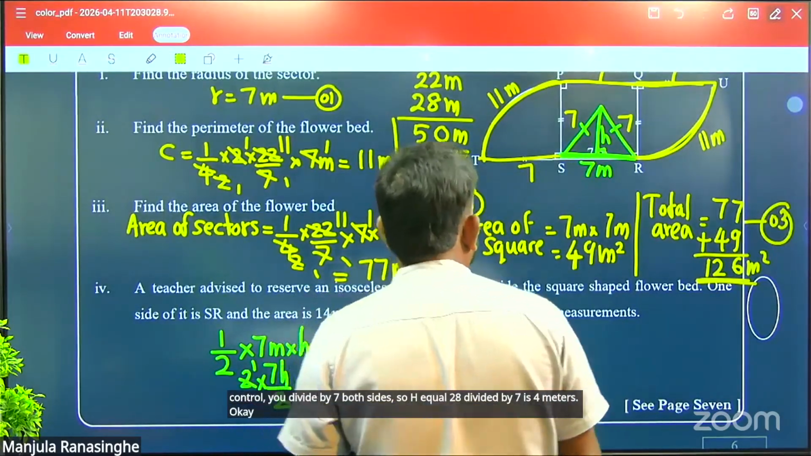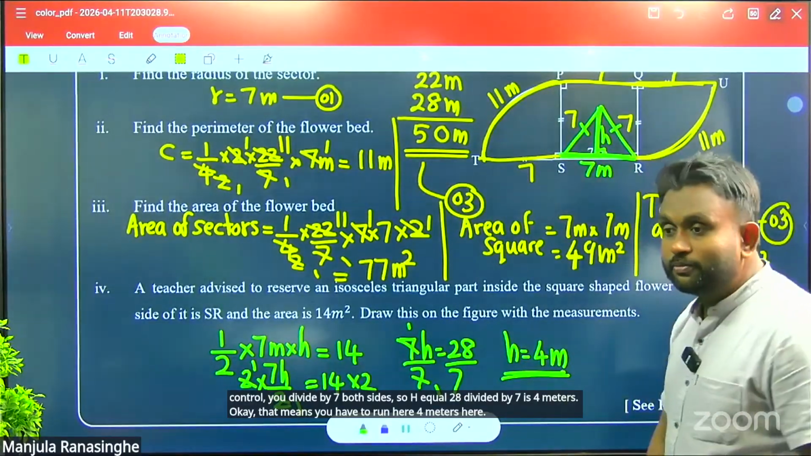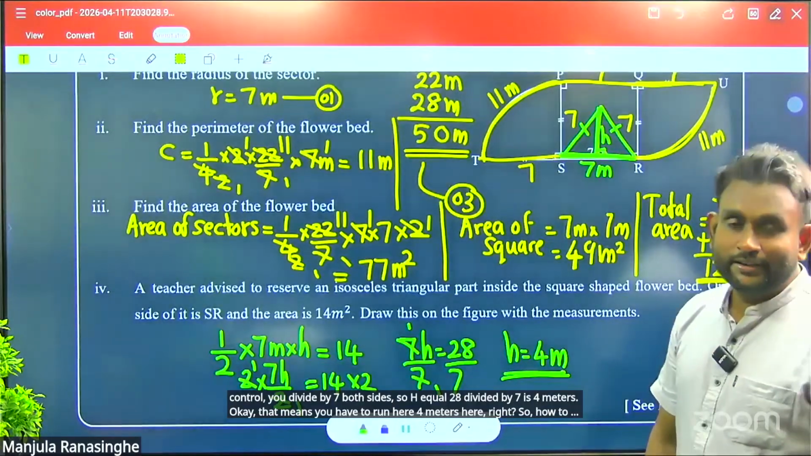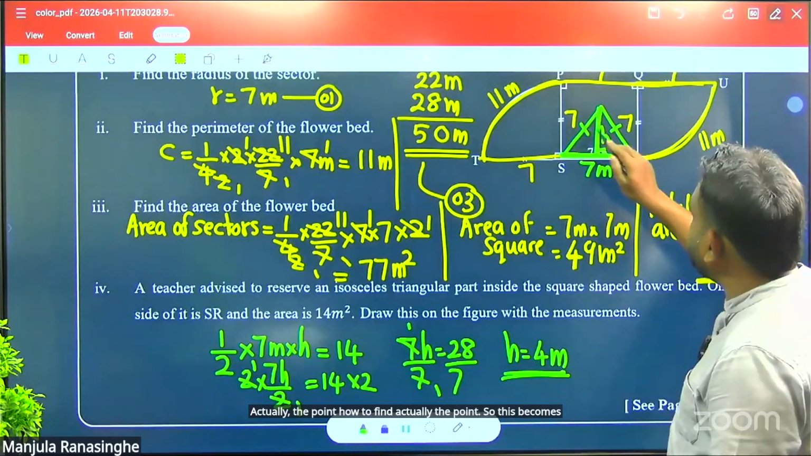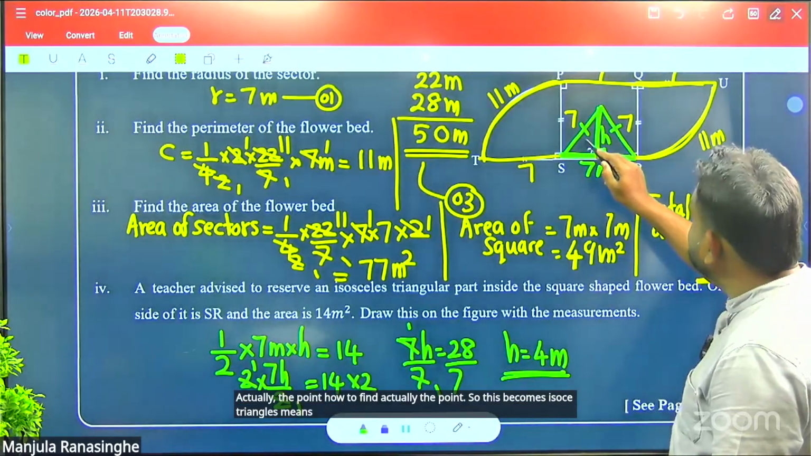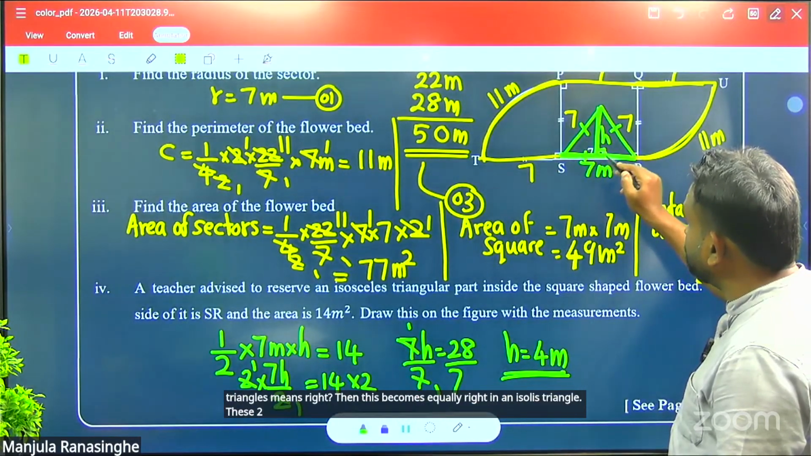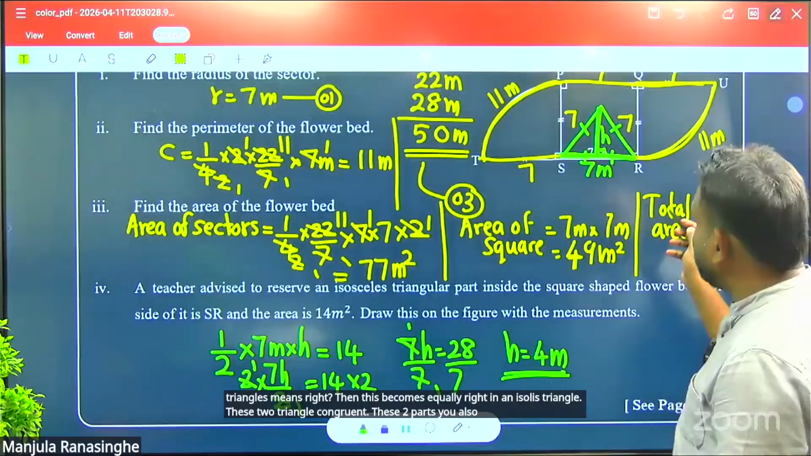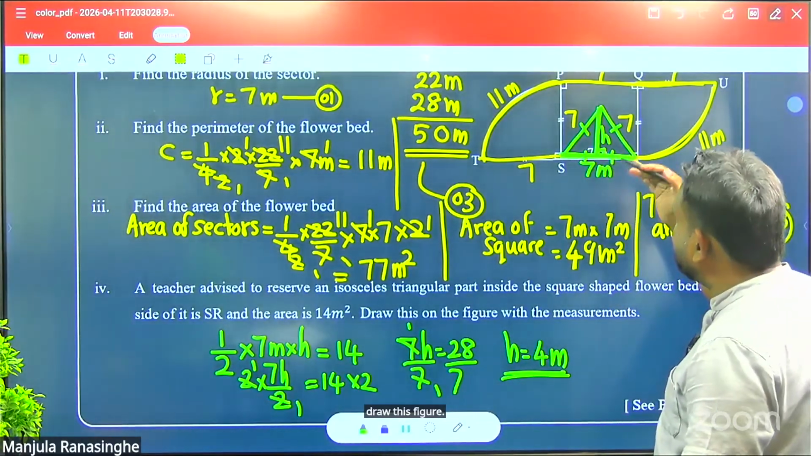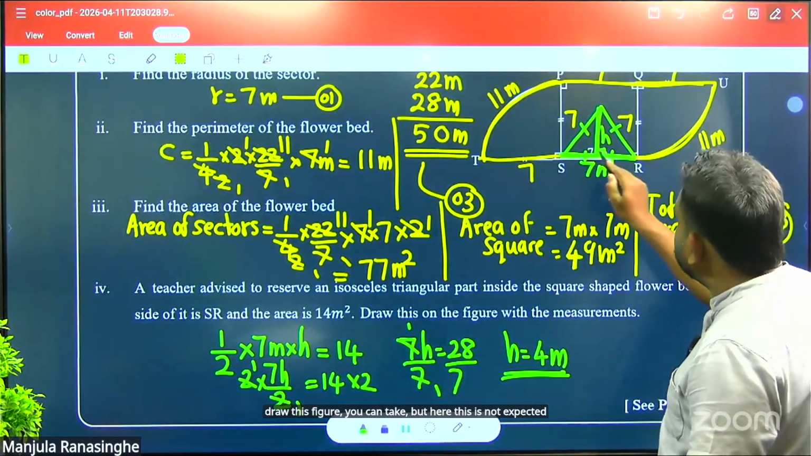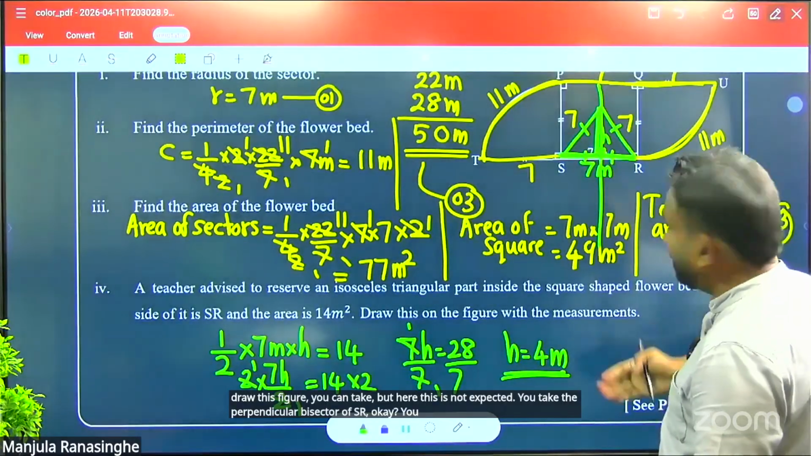That means you have to go 4 meters here, right? So how to mark the point? How to find the point? This becomes an isosceles triangle, so in an isosceles triangle these two triangles are congruent, and these two parts are also equal. Then you can draw this figure. You take the perpendicular bisector of SR. You draw the perpendicular bisector of SR.